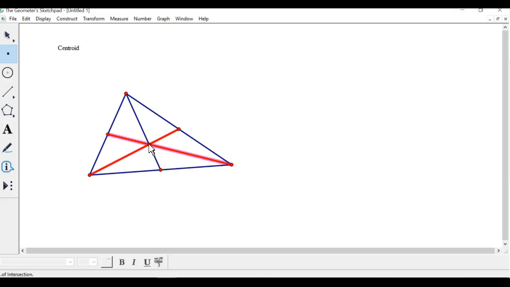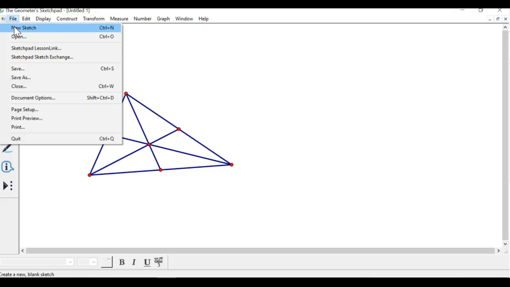Okay, so this point in the middle of them is what we call the centroid. Now, this is significant because this is the center of mass of this triangle. So if you were to cut this triangle out of this page and you were to try to balance it, it would balance perfectly on that point. So where the three medians lie, we end up with what we call the centroid.